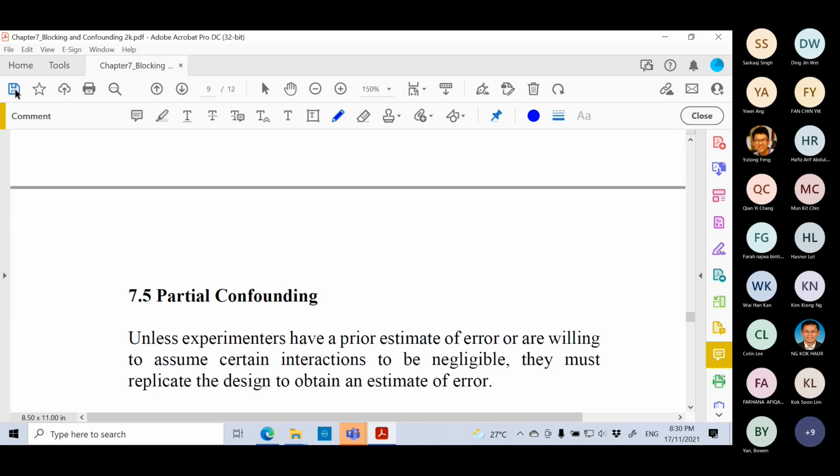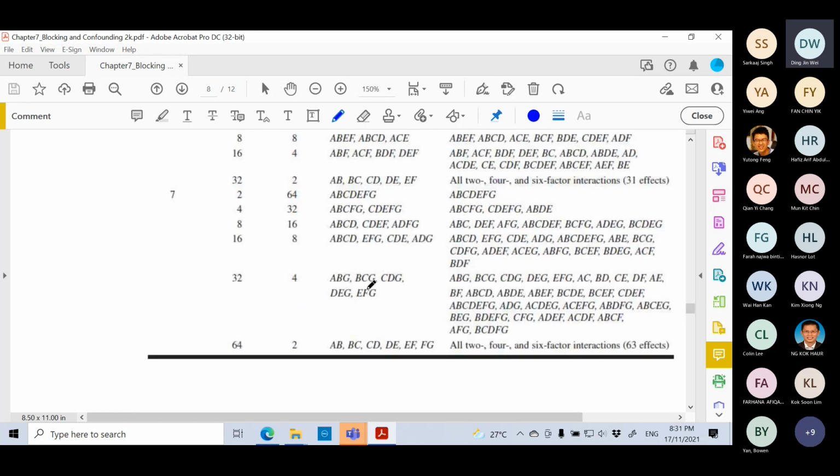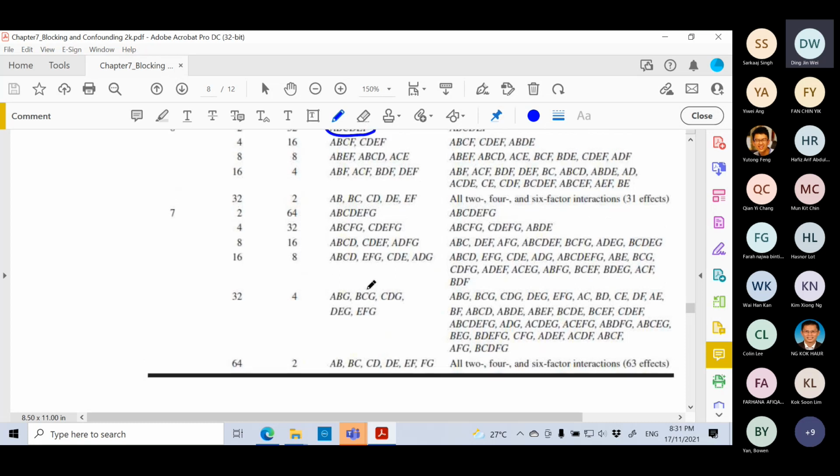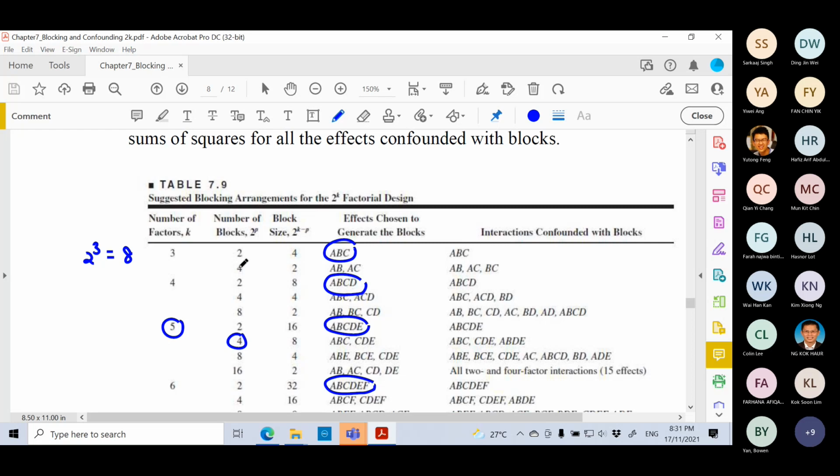Sorry, doctor. Yeah, I want to ask. I don't understand why when we have more blocks, we have to confound with more effects. Okay. Why? Let's say we give the example of 4 blocks here. Your question is, you say we have 4 blocks, why do we have 3 confounded? Is it your question? Yes.